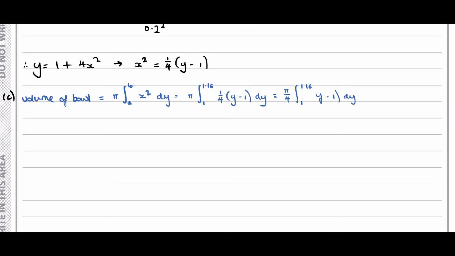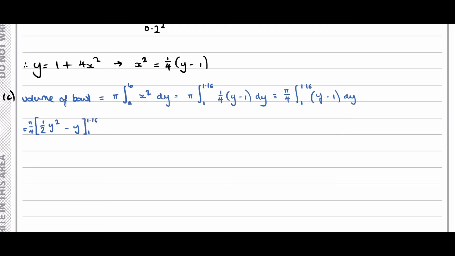So, if we add 1 to the power and divide by the new power, we have a half y squared. Integrating minus 1, we end up with minus y. And then we therefore have a 1/4 pi lots of, we're evaluating a 1/4 pi lots of a half y squared minus y in between the limits 1 and 1.16.